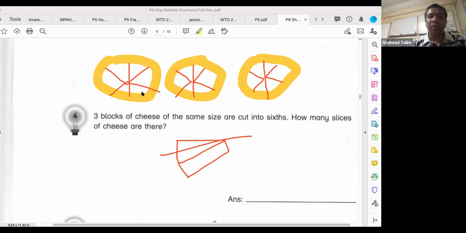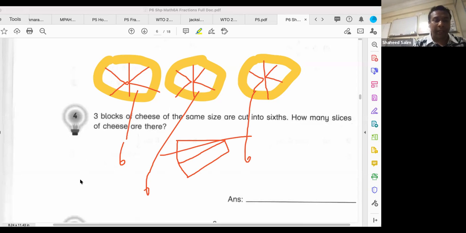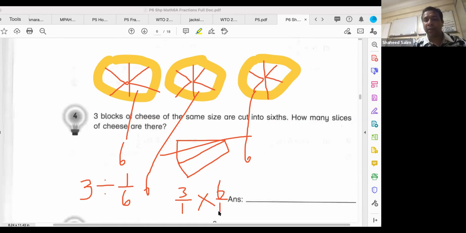Down here, one block can cut into how many parts? How many slices? 6 slices. This one, 6 slices. This one, 6 slices. So how many slices you get? 18, 6 times 3. How to do it by maths? 3 divided by, remember what is 6? 1/6. So what happened? 3/1, divide, change to times, 6/1, you get 18. Can you see not? By formula, you will get the answer.